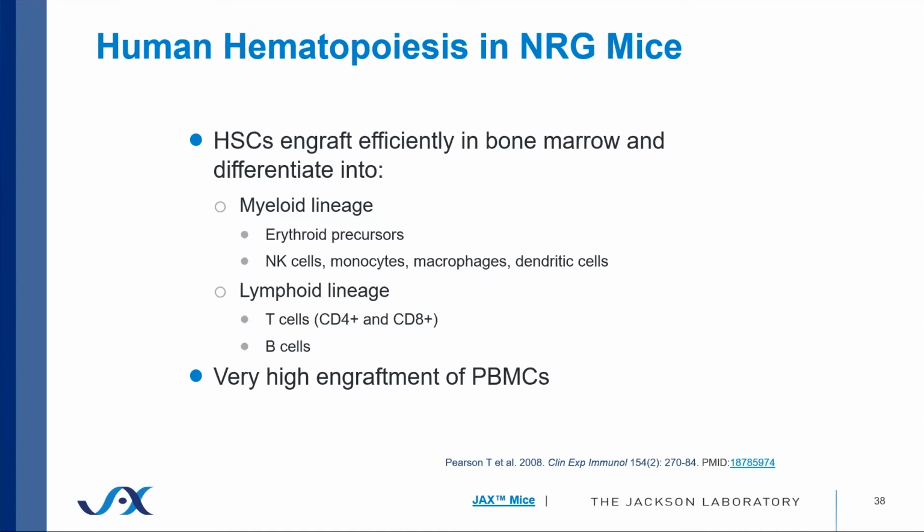And just briefly to talk about the hematopoiesis in NRG mice, the hematopoietic stem cells do engraft efficiently in the bone marrow in these mice as well. And you see differentiation into cells within the myeloid lineage, as well as the lymphoid lineage. Okay, and then engraftment efficiency is roughly comparable to NSG, but please keep in mind that these comparisons are highly dependent on your engraftment protocols, of course.